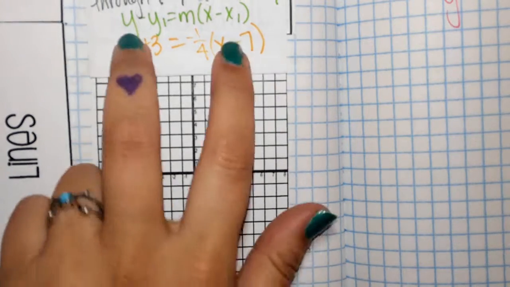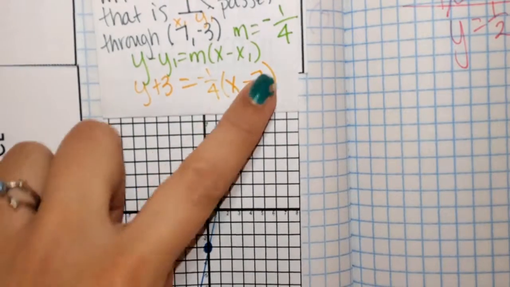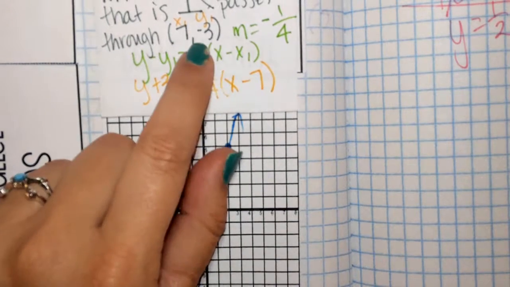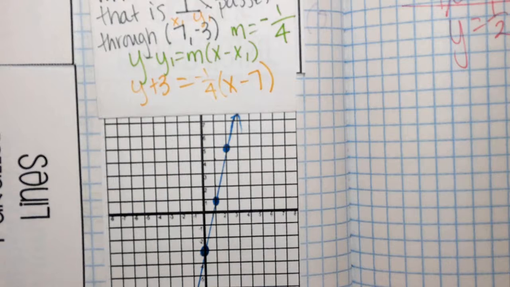Now, my yellow line is not in slope-intercept form. We don't want to distribute because does 4 go into 7 evenly? So that'll be gross. Can we plot our point, though? Yes. Help me plot this point. How do I get to 7, negative 3?